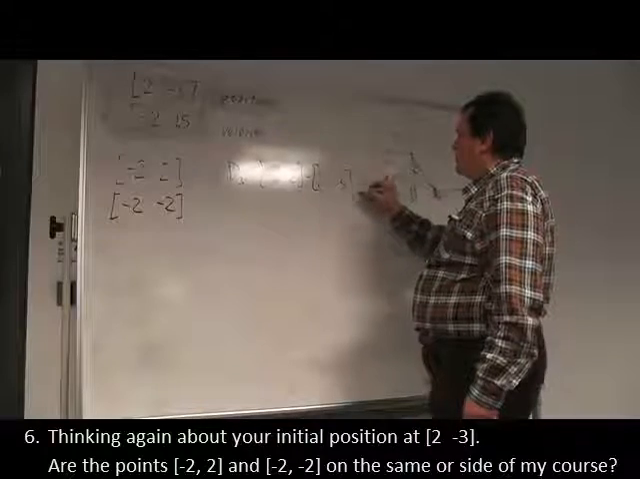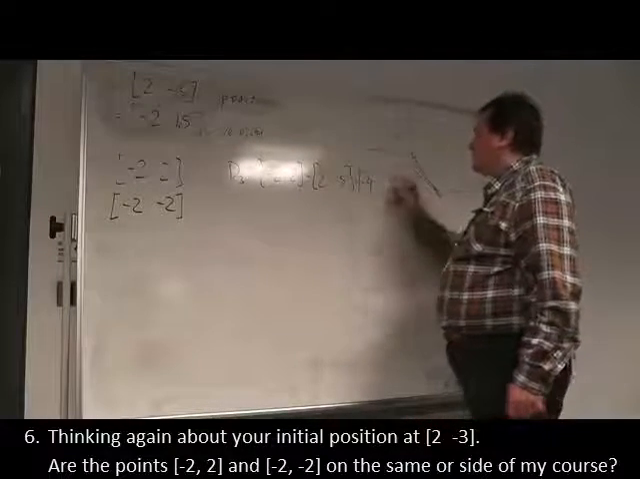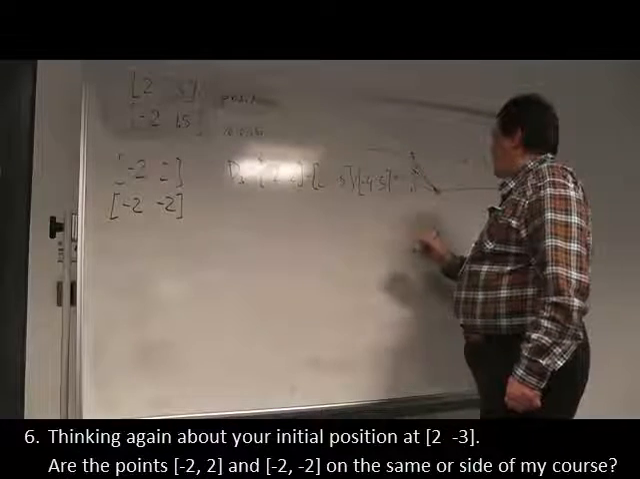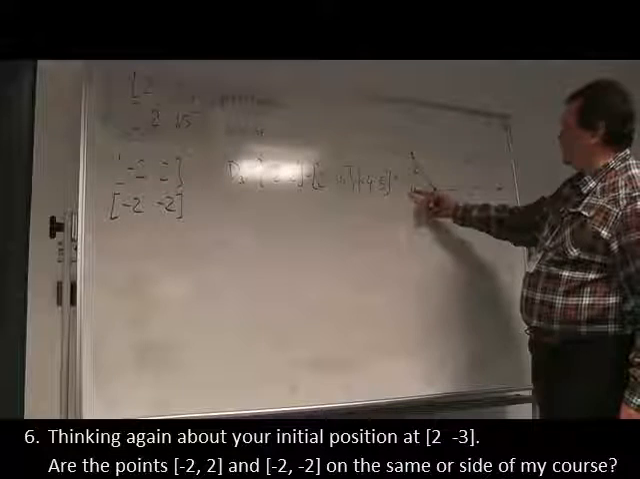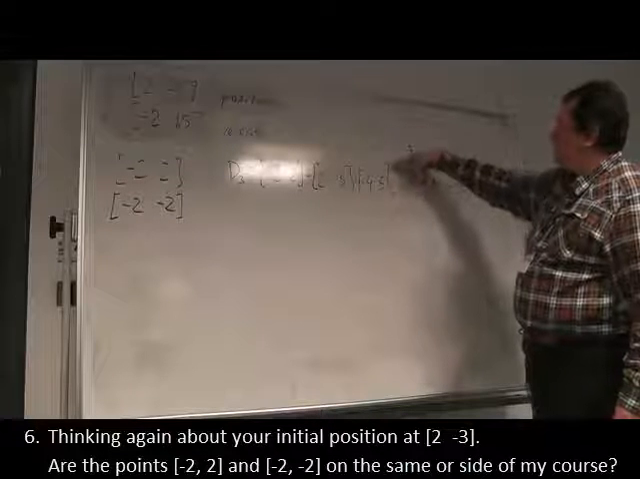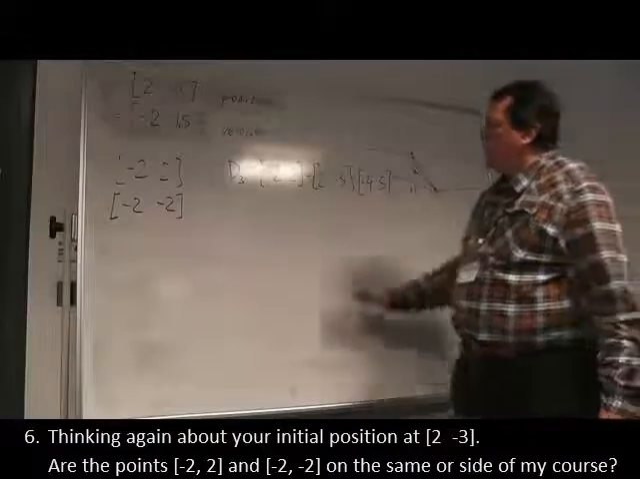-2 minus 2 is -4, and 2 minus -3 is 5. And looking at this picture, it's quite likely that this is 1, 2, 3, 4, and 5 up. This is probably (-4, 5).